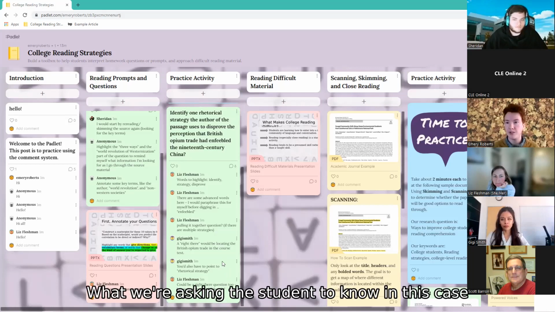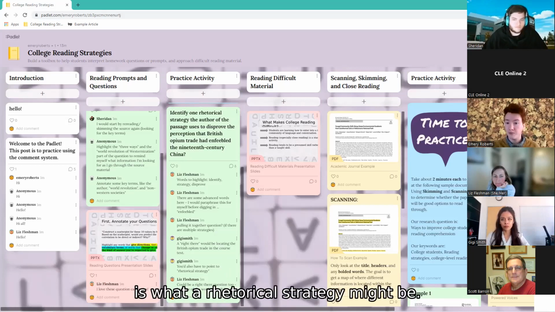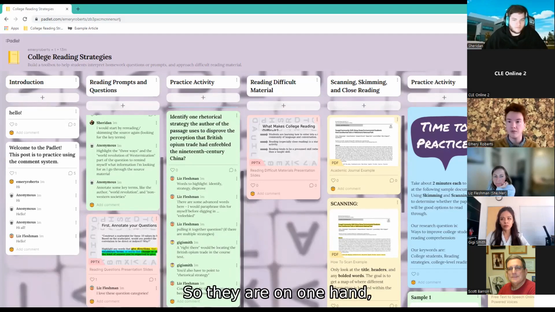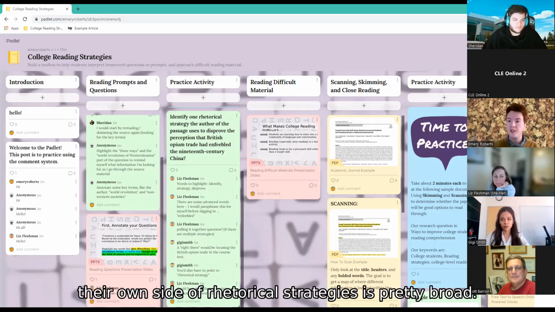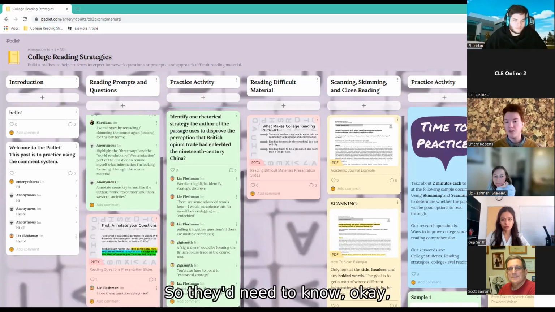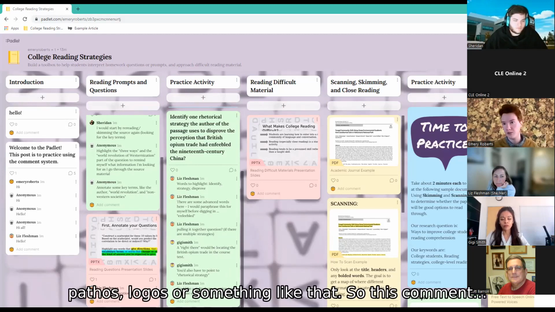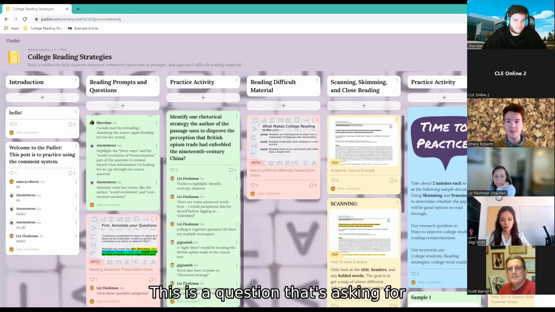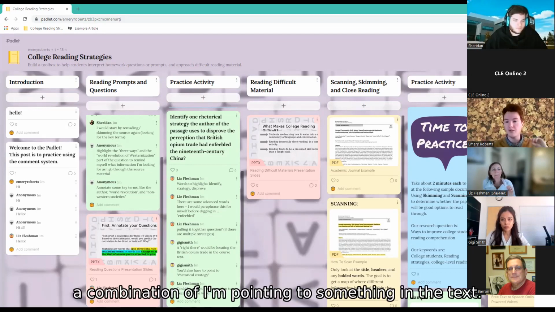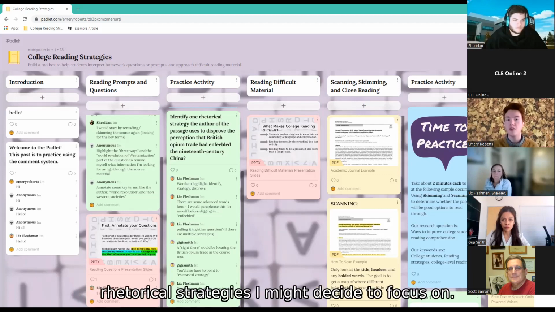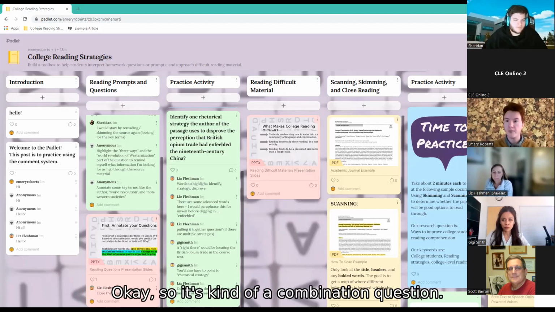What we're asking the student to know in this case is what a rhetorical strategy might be, and we're asking them to identify one. So on one hand they are pointing to something in the text. They do need to bring in their own side of it, as rhetorical strategies is pretty broad. They'd need to know, do I want to look at an appeal to ethos or pathos or logos or something like that? So this question asks for a combination of pointing to something in the text and bringing in my own knowledge of what kind of rhetorical strategies I might decide to focus on. So it's sort of a combination question.